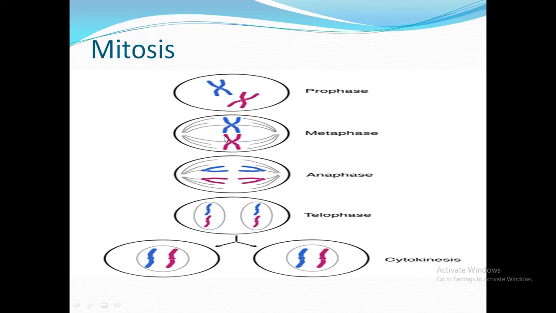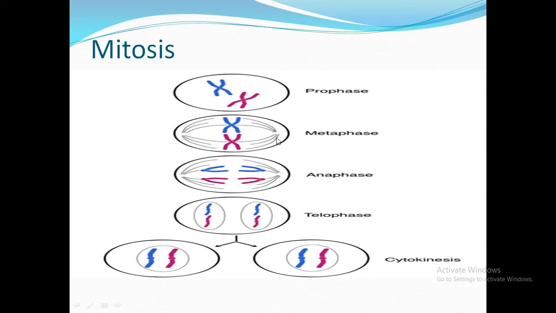Now during metaphase, what happens? The chromosomes align themselves at the center. Only two chromosomes have been shown here just for representation. The chromosomes align at the center like this, at the equatorial line, or equatorial plate as it is called. There is actually nothing called an equatorial plate, it does not exist. So it is an equatorial line at the center.